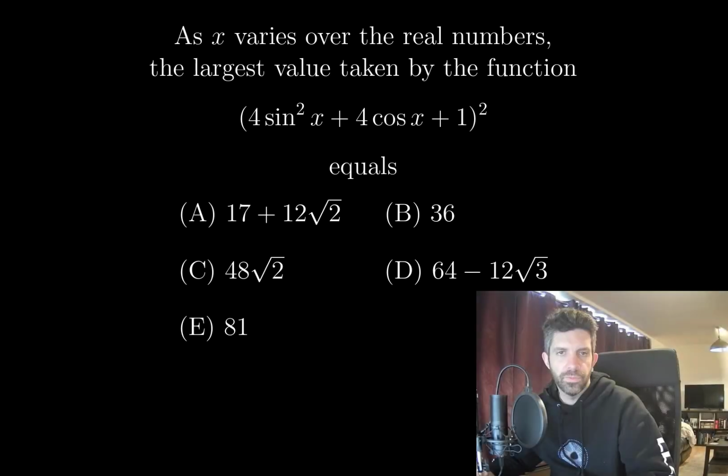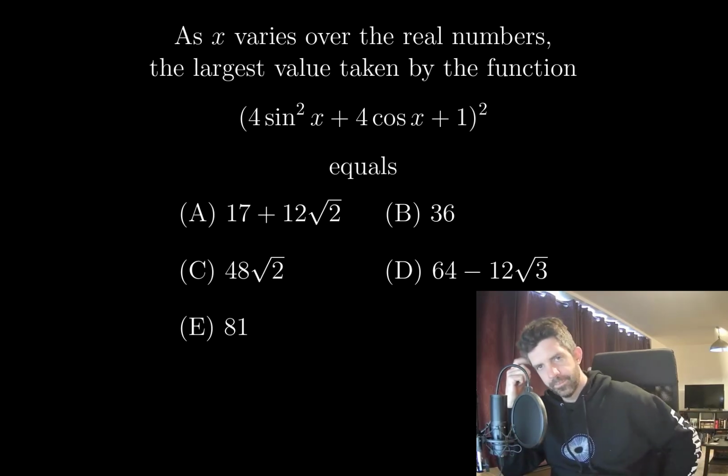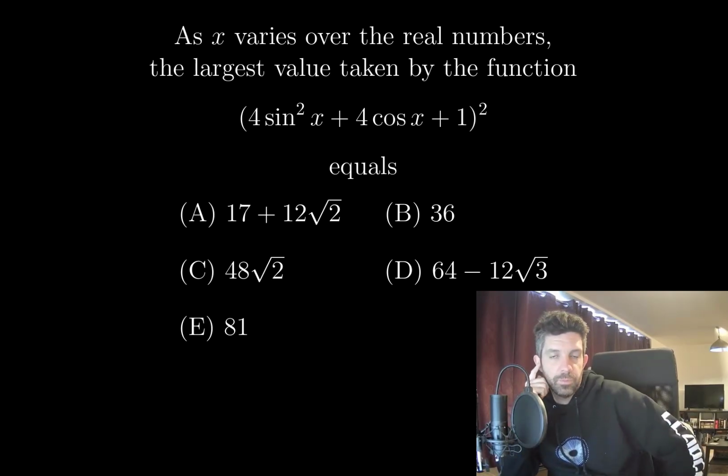As x varies over the real numbers, the largest value taken by the function (4 sine squared x + 4 cos x + 1) squared equals one of these given options. Okay, so we want to find the maximum value of this.